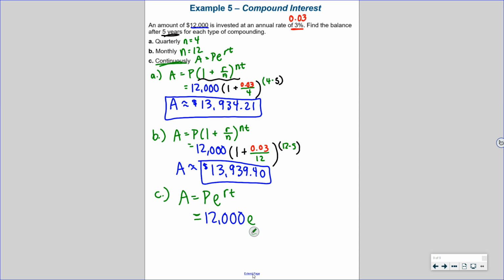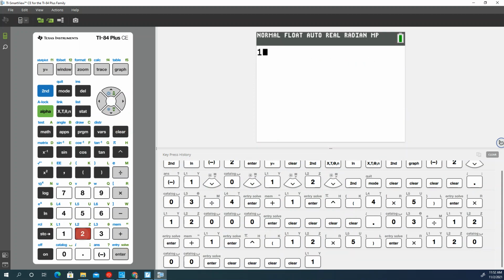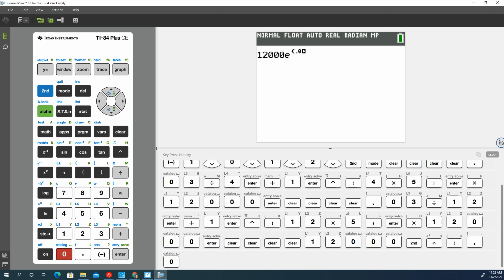Now, this one's a little bit different. This time you raise it to the power of the rate, because we still have to factor in the rate. 0.03. Times my number of years, which is 5. All right, now this one, because everything's being multiplied together, you can really type this all in one in your calculator, especially now that you know how to use that e button. You don't have to worry about order of operations. You can just do 12,000 e to the power of, in parentheses, 0.03 times 5, close parentheses.